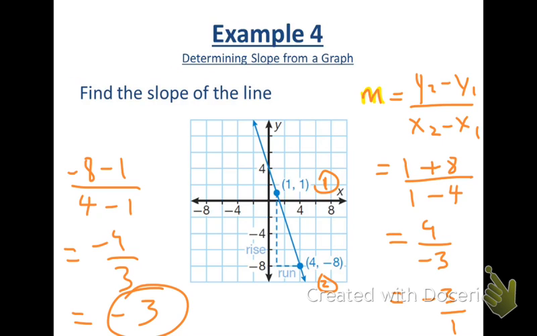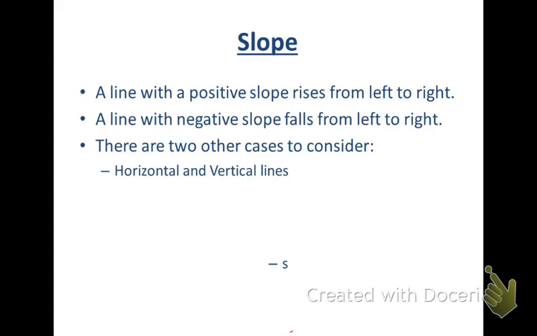Now what have we established here? What do we know about this line? It has a negative slope. Can we tell that by looking at it? Yes. Negative slopes go downhill. This actually has a pretty steep negative slope. Okay? All right, so we can kind of see this, right? A line with a positive slope rises from left to right. Lines that have positive slope look like this. It rises from left to right.